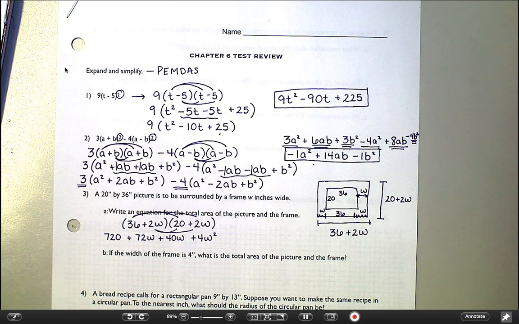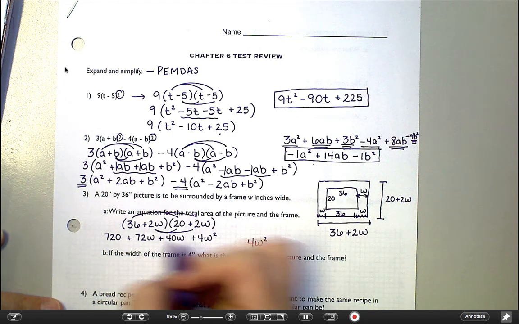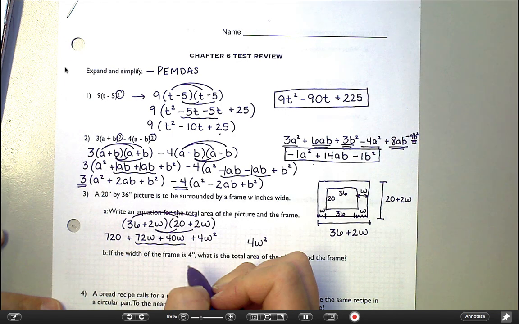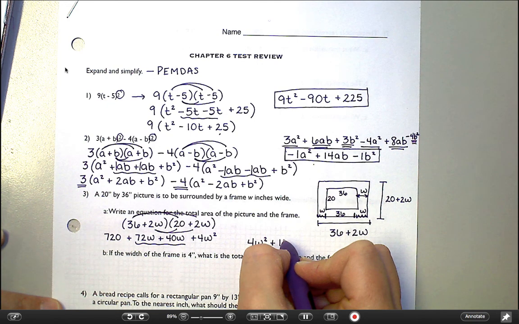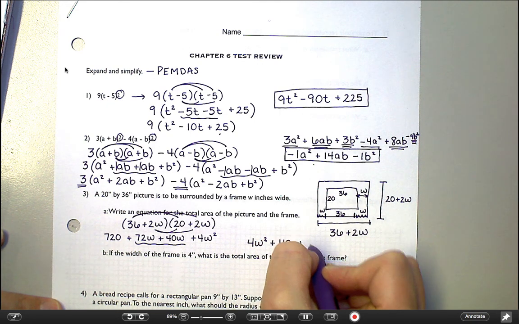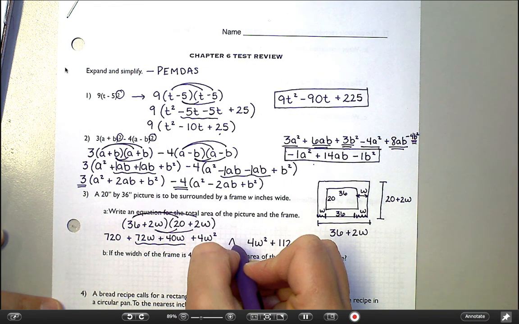Okay, and when I go to write my final answer here, again, I've mentioned this in class before, but just to get in the habit, I'm going to put it in standard form. So I'm going to start with my 4W squared here. Then I'm going to combine these two. So 72 plus 40 is 112. And then plus 720 on the end. And this would be my expression for the area.